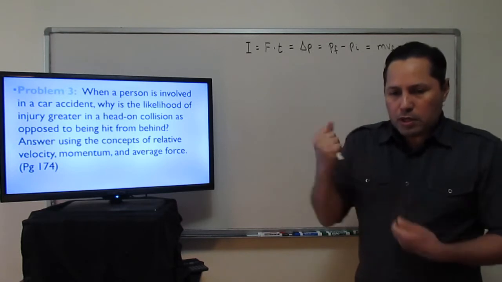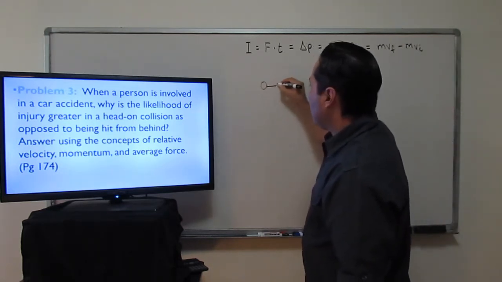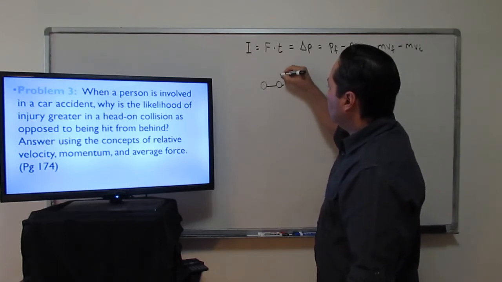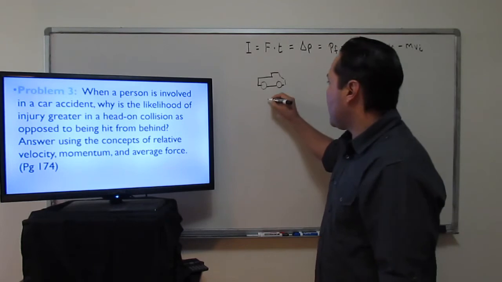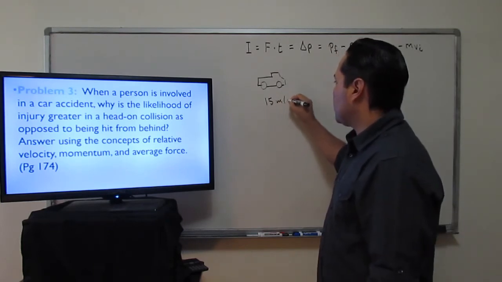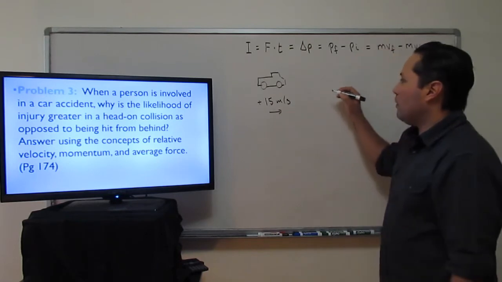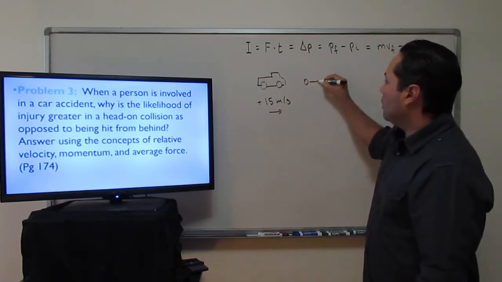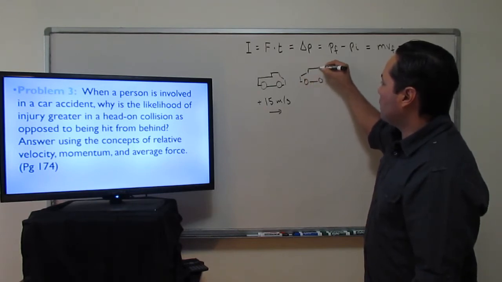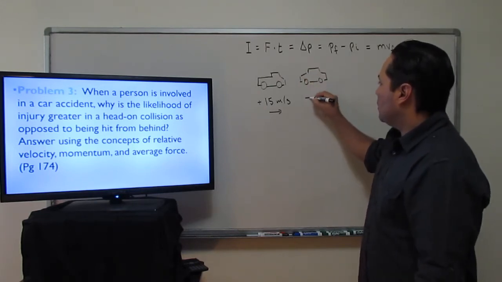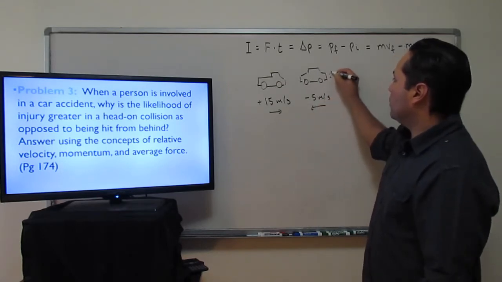All right, so let's go ahead and figure out a problem. Let's say that you have a truck traveling towards the right at 15 meters per second. I'm going to put positive because it's going to the right. And then you have another car that is traveling at 5 meters per second. So I'm going to put negative 5 meters per second because it's traveling to the left.